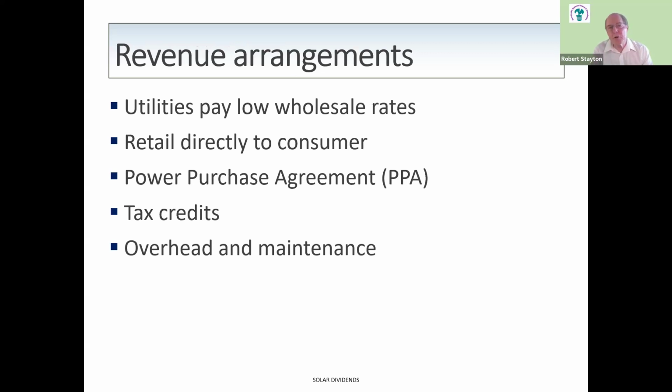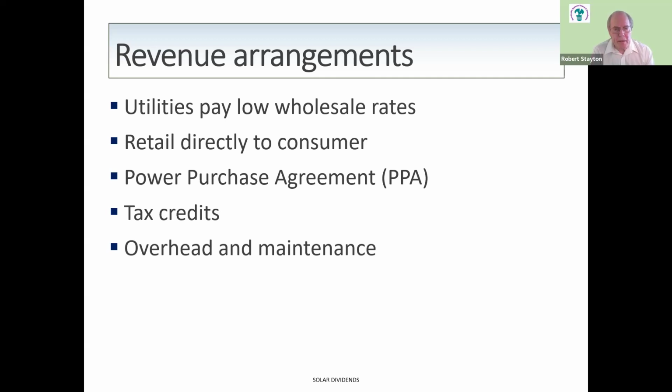The third factor is how you get paid for your solar electricity, and I would say it is the single most critical factor. Utilities try to minimize what they pay. To them, you are a wholesale supplier and should get only low wholesale rates. It's better to sell directly to consumers of electricity to get higher retail rates for your power. A power purchase agreement can do that.